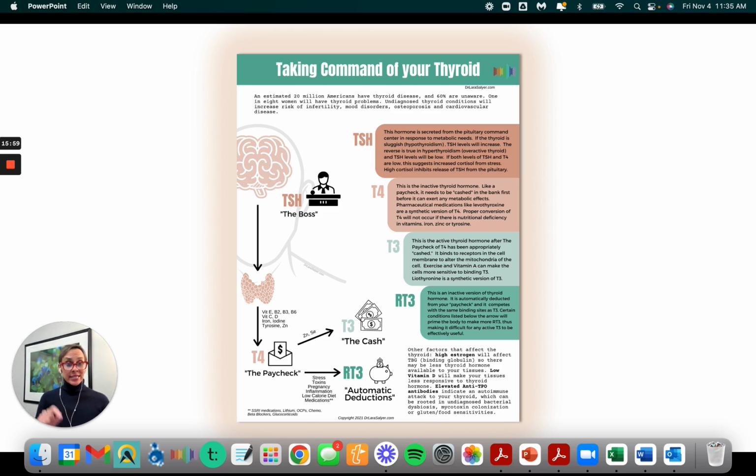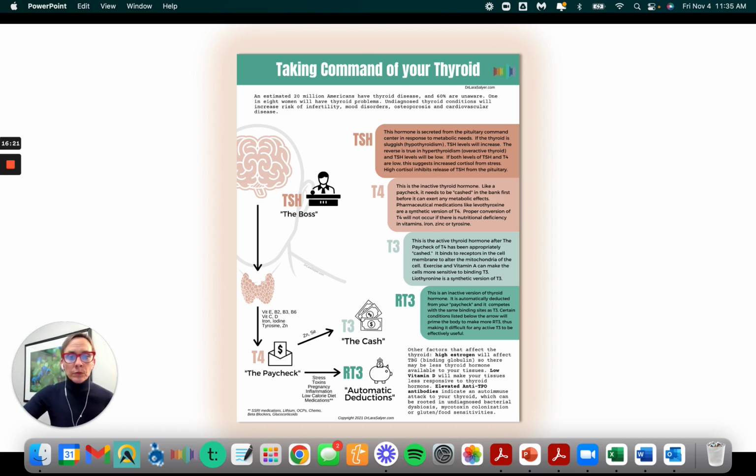Now, how does T4 turn into T3? It needs zinc and selenium. And this happens outside of the thyroid gland in what we call the peripheral tissues. So this is the cash. This is the stuff we can actually work with. The percentage of active T3 is actually very low compared to T4 because we use it on demand when we need it.